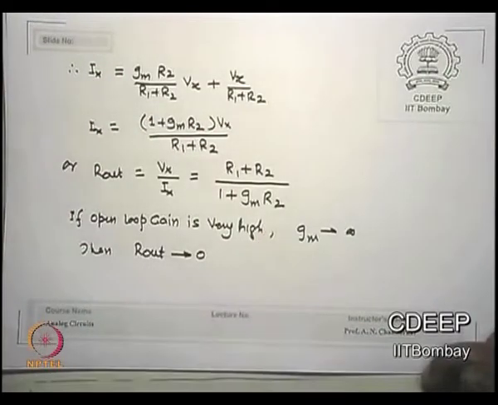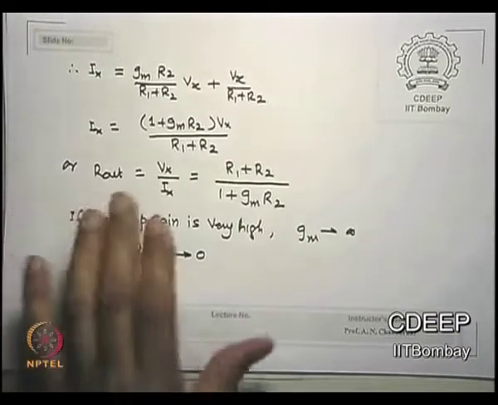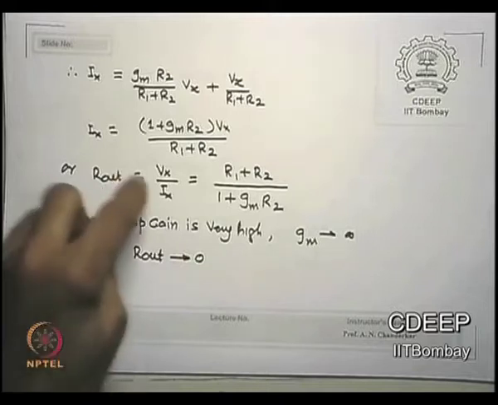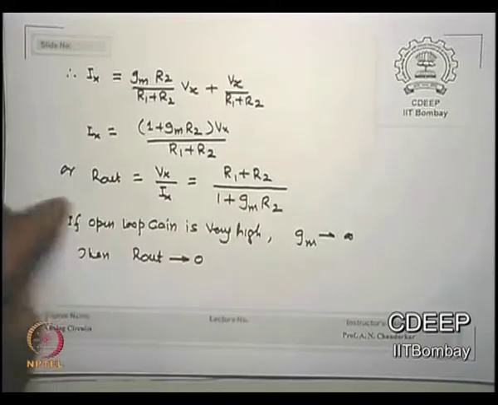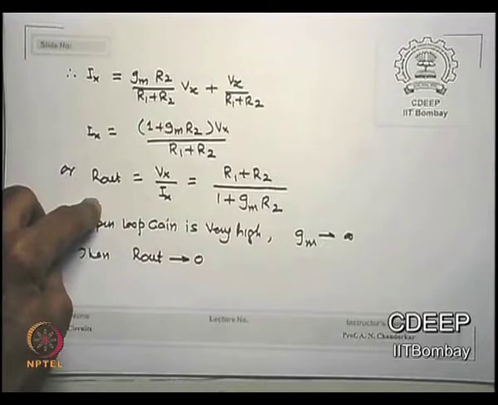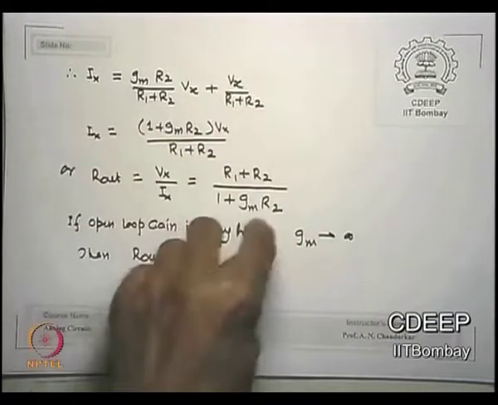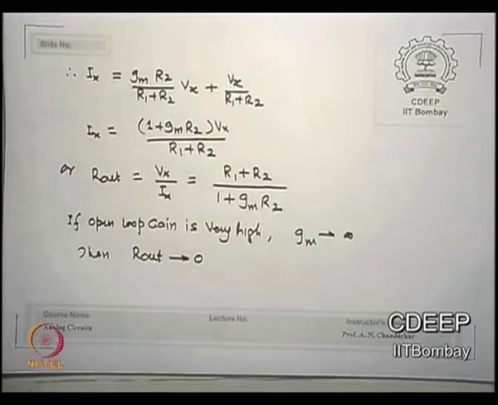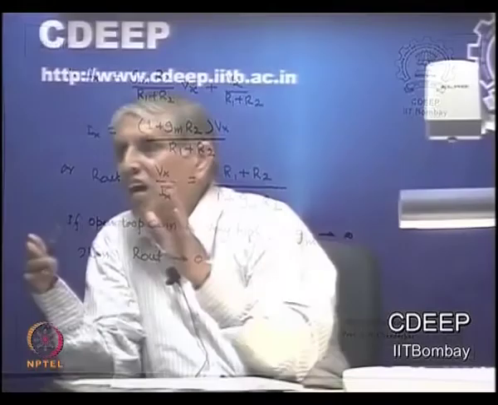From here you are again seeing that the output resistance, if the open loop gain is very high, if Gm is infinite, how much is R out? If Gm is infinite, how much is the value of R out? 0. The accurate value may come, but it will always be divided by 1 plus Gm R2. If Gm is infinity or very high, then R out will keep going to lower and lower values. Is that clear? If the open loop gain is very high, Gm is very high, R out will keep falling as the gain increases. Is that correct?